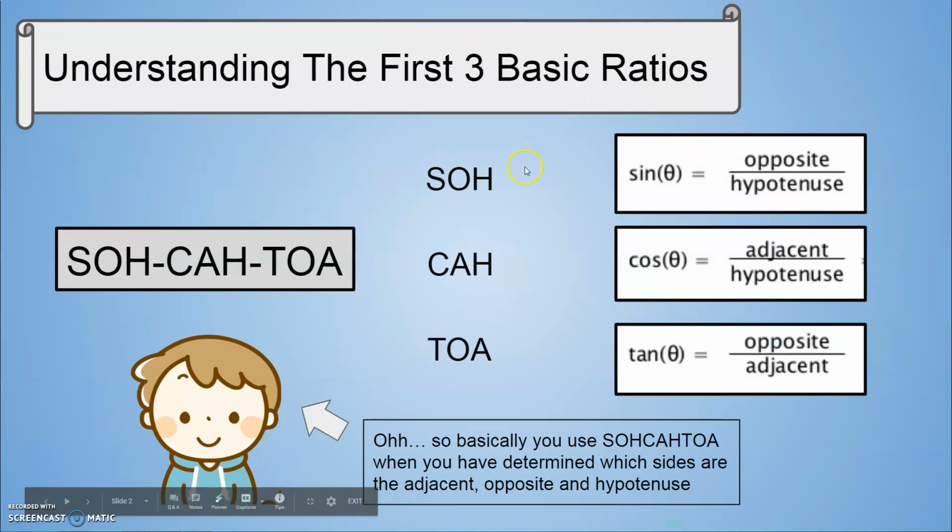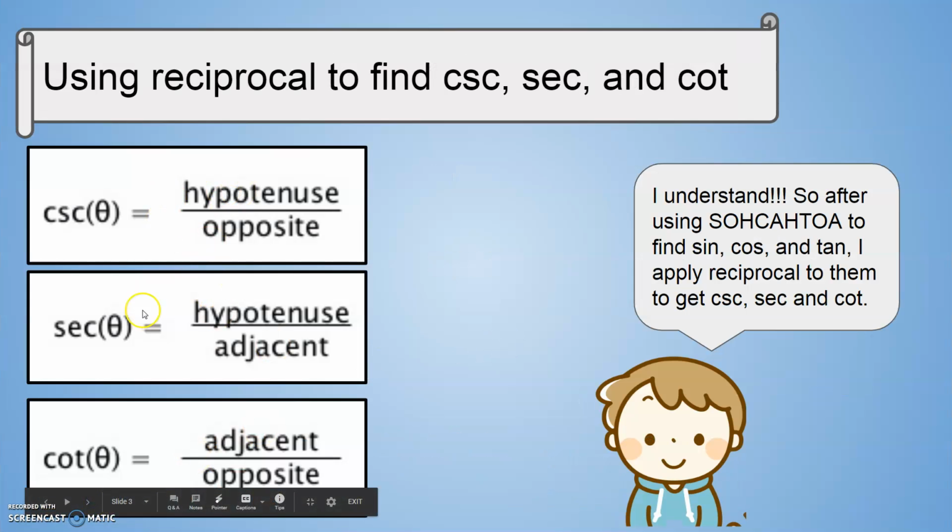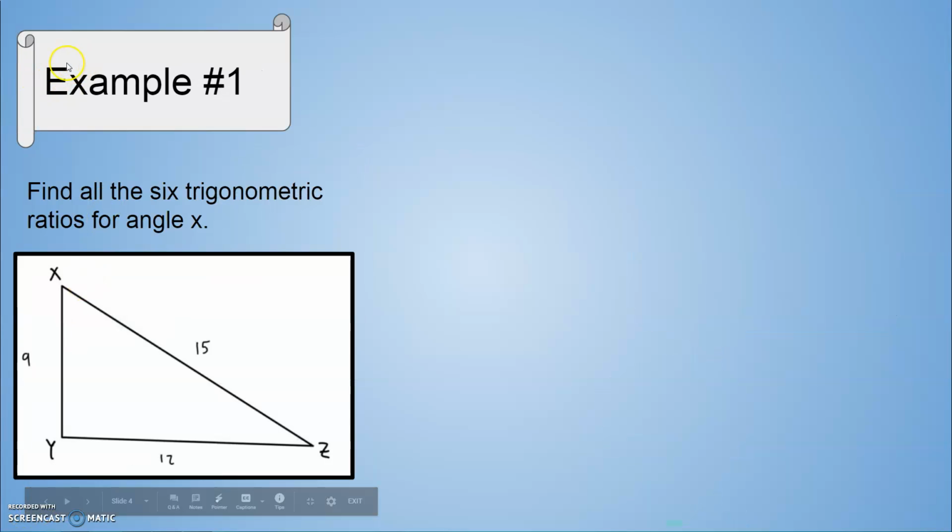Another way to explain reciprocal is switching the numerator and the denominator to get cosecant, secant, and cotangent. If you switch the numerators and denominators, that would result in these formulas, which are the reciprocals of sine, cosine, and tangent. For example 1, we must find all the 6 trigonometric ratios for angle x.